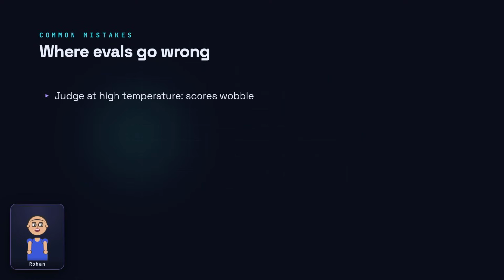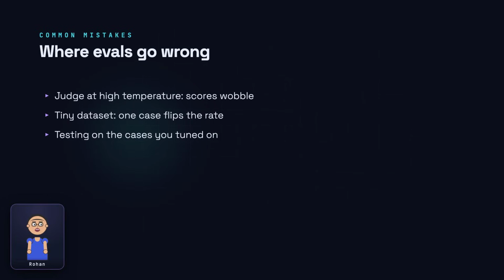A few traps to flag in review. A judge run at high temperature gives wobbly scores you can't compare. A dataset of 5 cases means one flaky answer swings your whole rate. And if you tune the prompt on the exact same cases you measure, you are overfitting. Your eval says 99%, while production quietly fails.